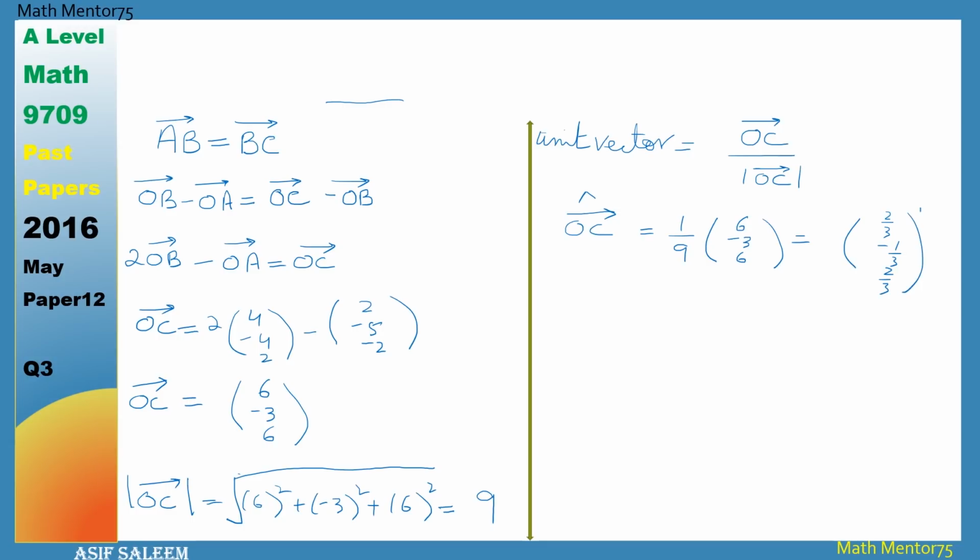We can write this information in IJK form as well. We can write it like 2 over 3, first one is x, so it is i, minus 1 over 3 j plus 2 over 3 k. Now this is our required unit vector which is in the direction of OC and has a length of 1 unit.